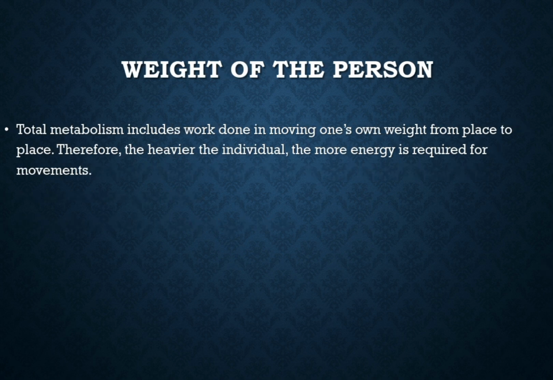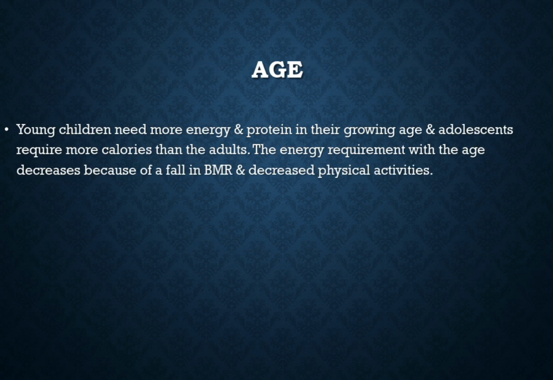Body weight of the person. Total metabolism includes work done in moving one's own weight from place to place. Therefore, the heavier the individual, the more energy is required for movements. Age. Young children need more energy and protein in their growing age, and adolescents require more calories than adults. The energy requirement decreases with age because of a fall in BMR and decreased physical activity.